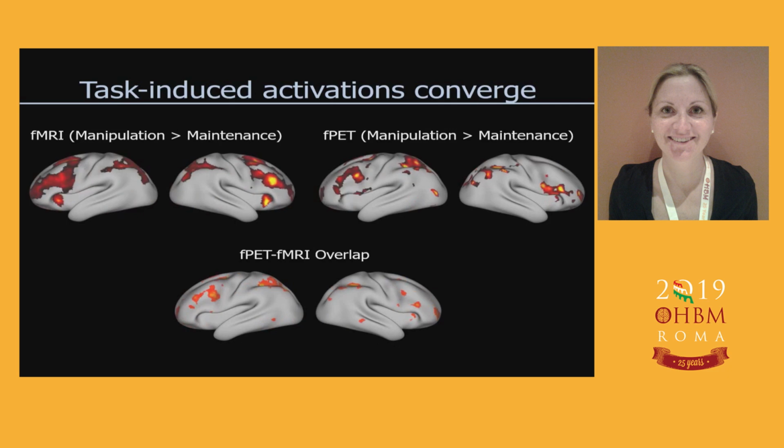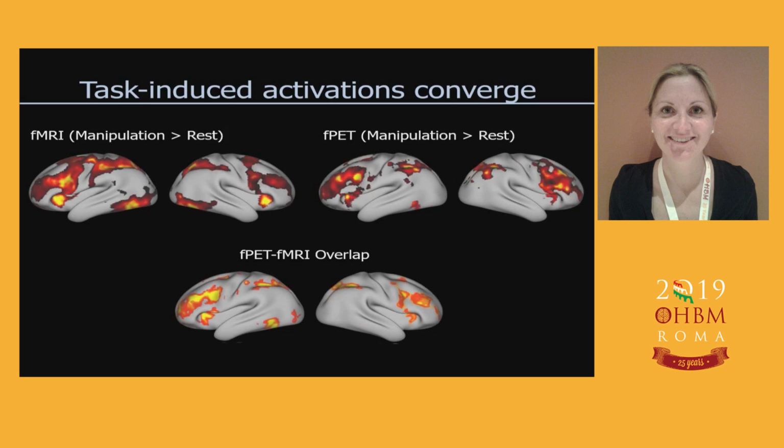We also see that both modalities scale well with task demand. So if we go to the contrast not versus rest, but manipulation versus maintenance, so difficult versus easy working memory, we see an increase in activity for both fMRI and PET in task-relevant regions.